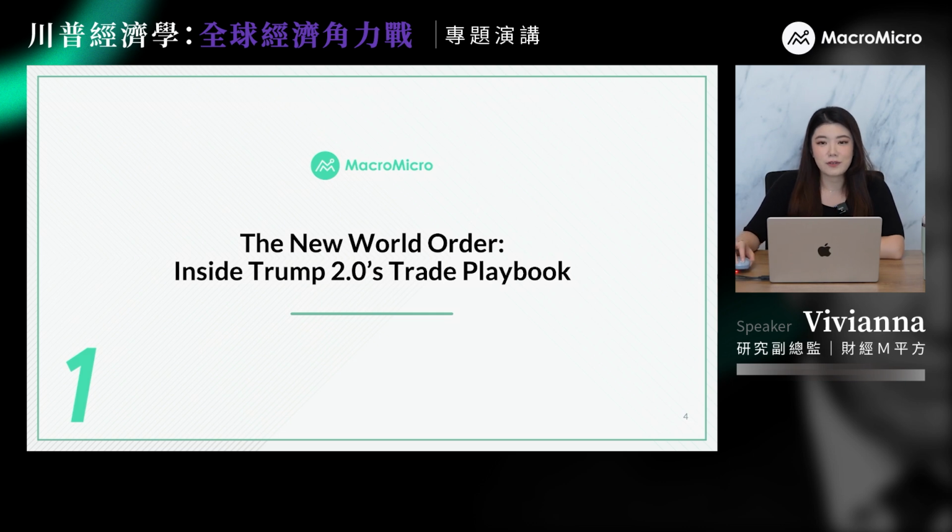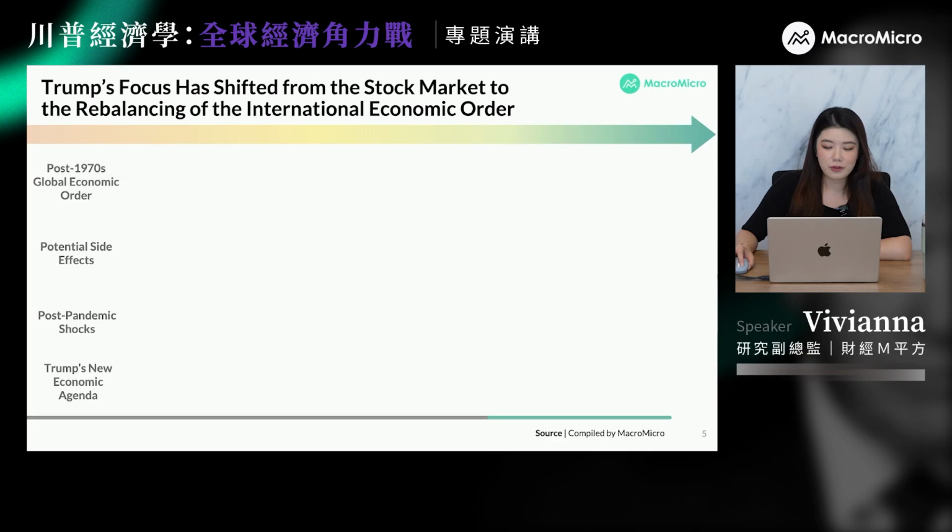Now let's move into our first topic. We'll take a closer look at Trump's actions. Before we start, I want to take a moment to guide you through the international economy post-70s. And I hope you'll bear with me, because once you see the logic, you'll see how tariffs are only part of a much bigger geopolitical game.